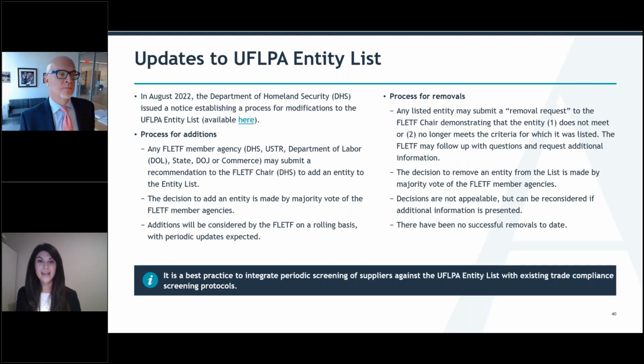And so for this reason, entities that have been linked to the XUAR in media or NGO reports are at a higher risk of an entity listing and should be aware that a listing is a possibility. Moreover, the process for removal from the list is quite cumbersome. Listed entities have to submit a removal request demonstrating that either they never did or no longer meet the criteria for which they were listed. But we're not aware of any successful removals to date, and it appears that making a successful request is extremely difficult. Next slide.